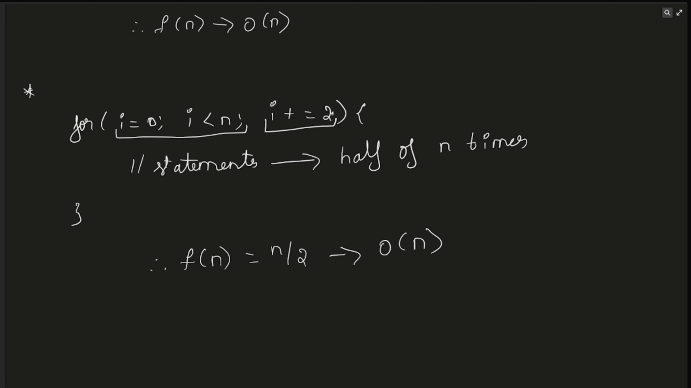Even if the for loop gets incremented by 20, which results in f of n as n by 20, the degree of the polynomial is 1, which keeps the same time complexity as n by 2, which is order of n. I hope these three examples are clear. Let us move on to our next example.